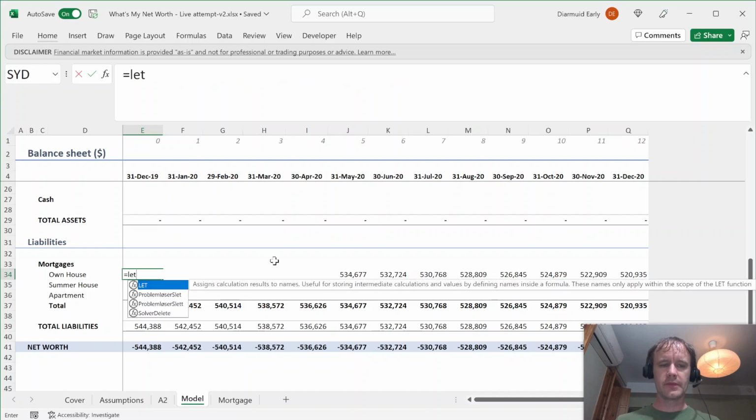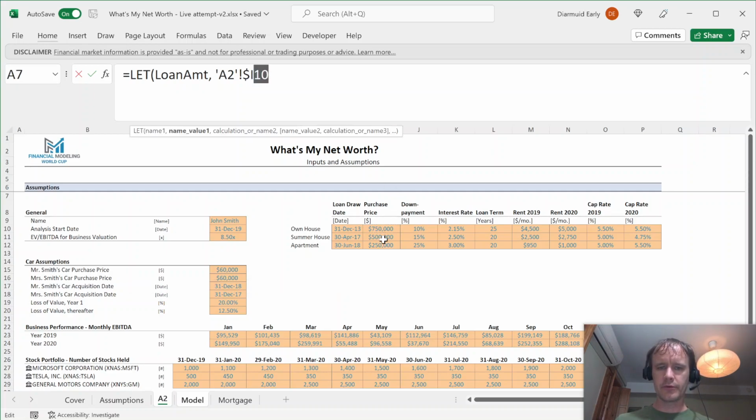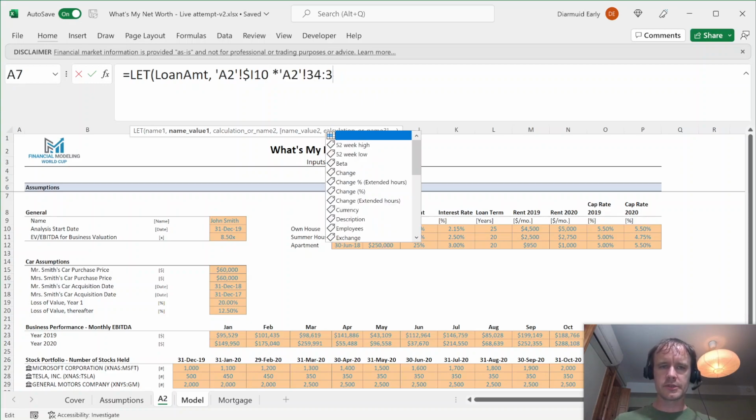Let's work through it. The first thing is we want the loan amount, because I'm going to use that in a couple of places, and that's going to be purchase price. For this, I'm going to lock in, so F4 three times to lock in the column but not the row, because I want it to copy down and refer to this one in the next row and this one in the next row. That times, oops, sorry.